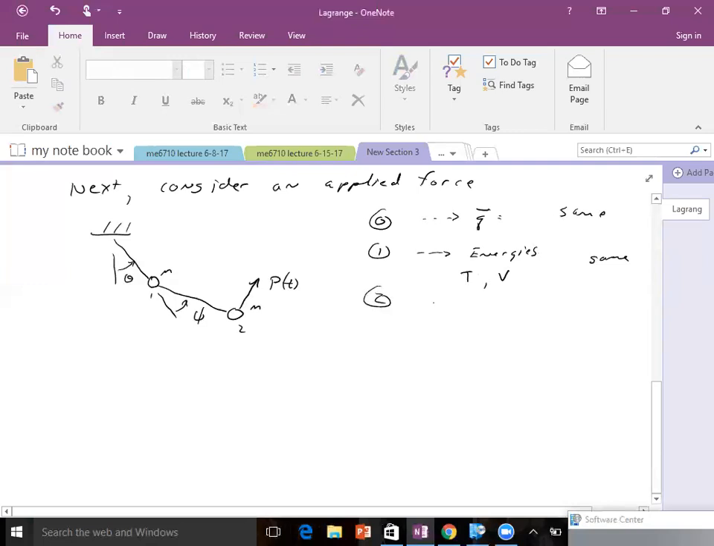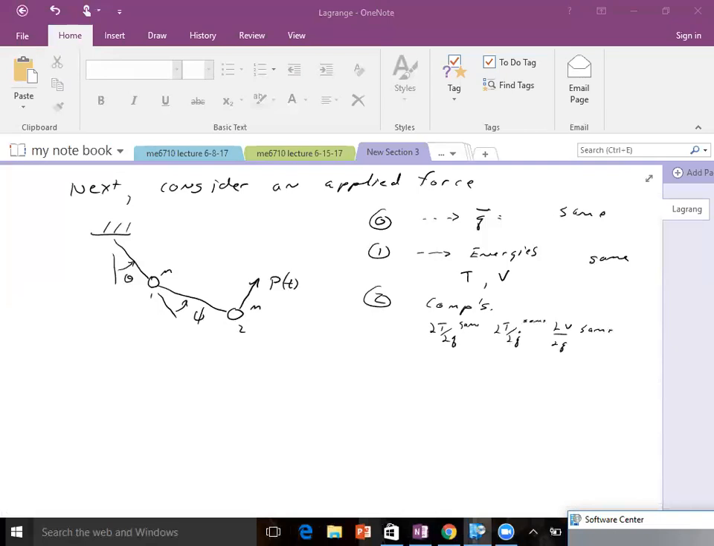Then I think I said, let's go to the components. So if we look at the components, I've got the partial of T with respect to theta. Let's think about those. The partial of T with respect to Q, partial of T with respect to Q dot. Do those change? Same. Partial of V with respect to Q, it's the same. So what's going to change? The d/dt, that's going to be, so what's going to change? Cap Q. Cap Q theta. Different. So in this example, adding that force only shows up with the Q. Before I had it as zero.